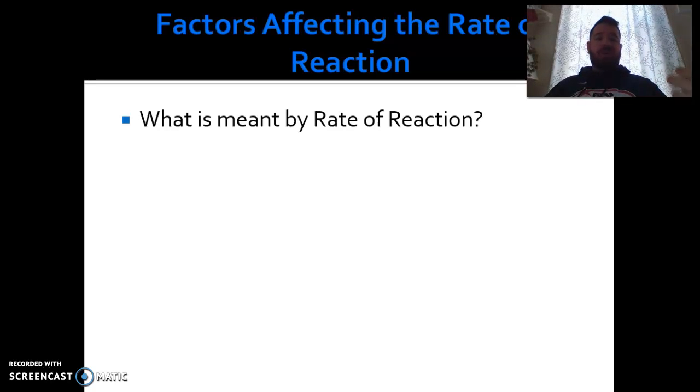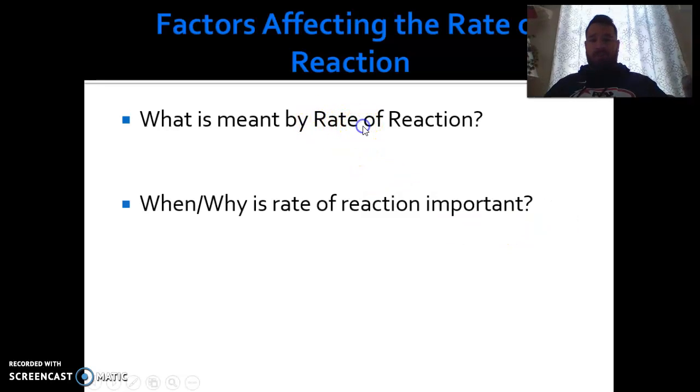So when we're talking about rate of reaction, what we mean is how fast or slow the reaction is occurring. Right? Rate is just the speed at which the reaction is taking place. And this is important, especially in the pharmaceutical industry. The faster that you can produce chemical reactions, the faster you can make your products. So the more you can sell, the more people you can help.